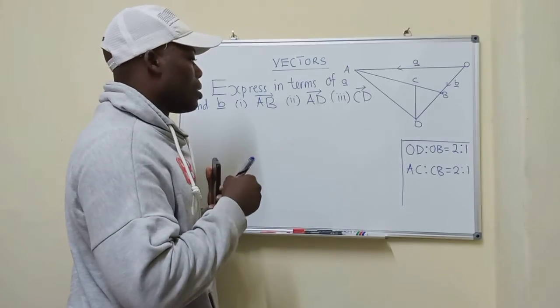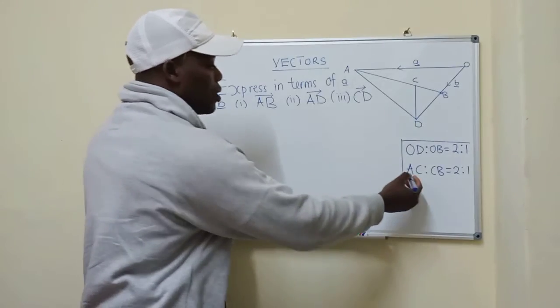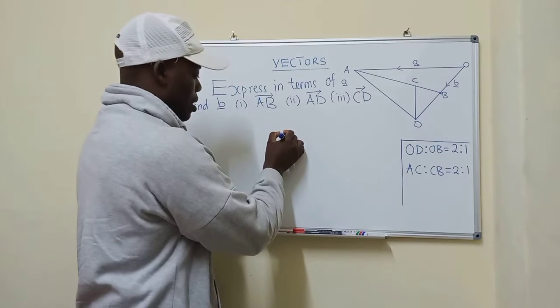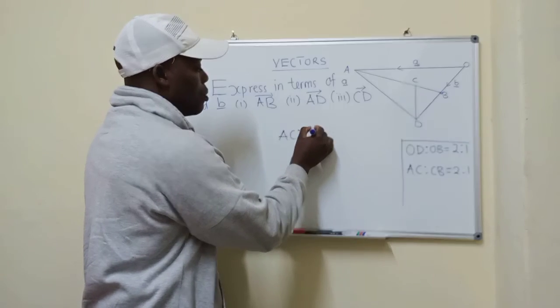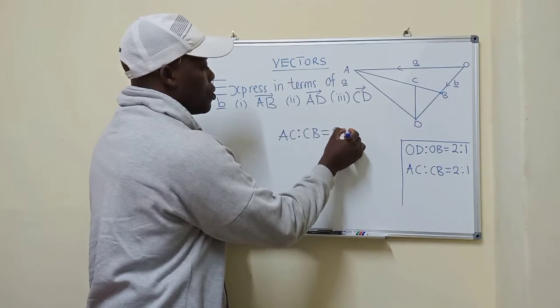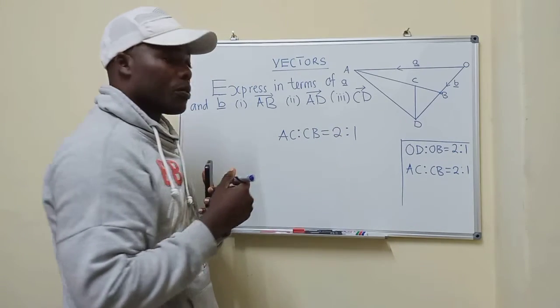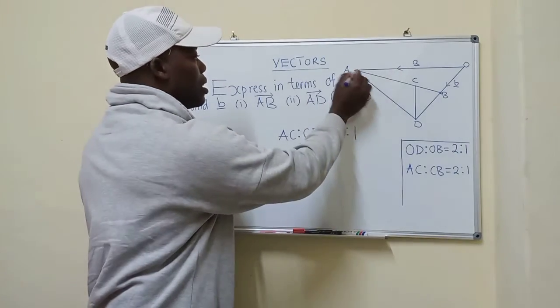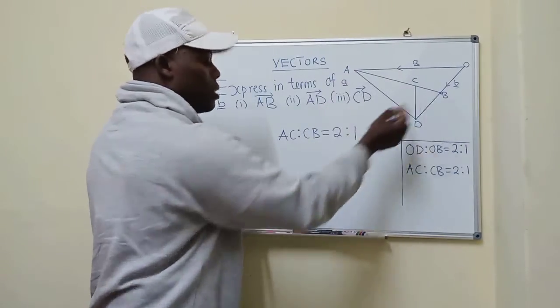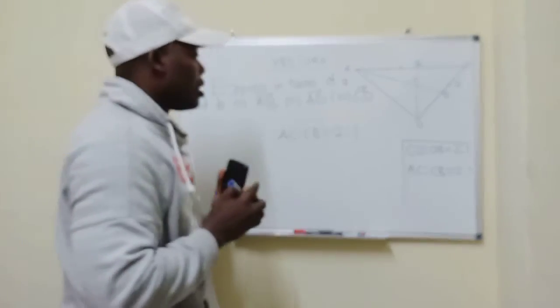So now let me just do this. I'll start with this one. AC to CB is equal to 2 to 1. Okay. So we know AC is right here. AC is here and CB is right here. Can you see that? Yes.